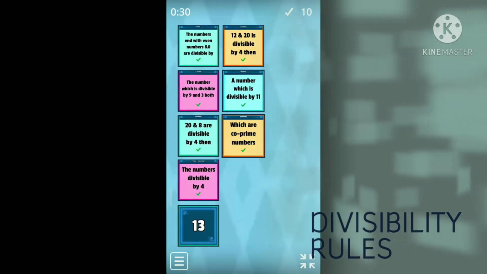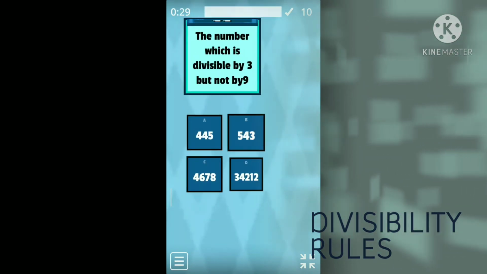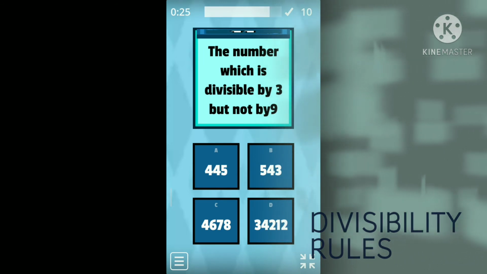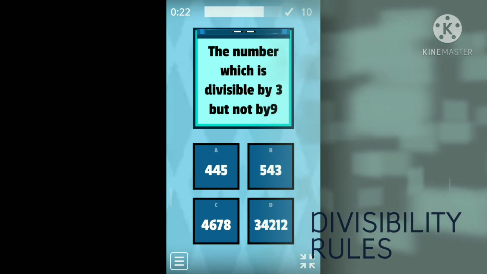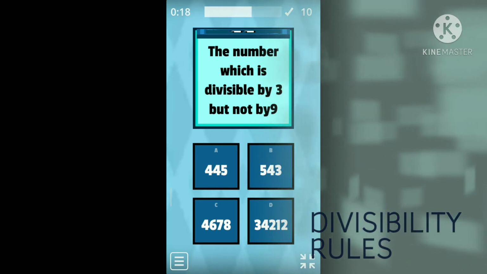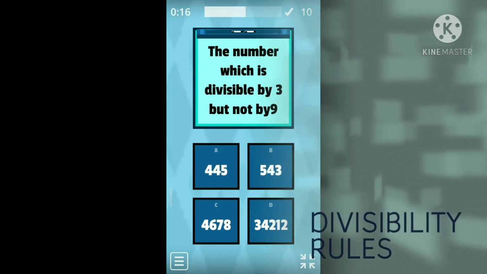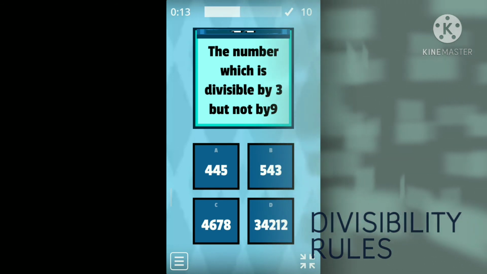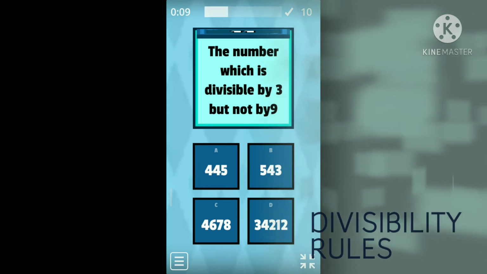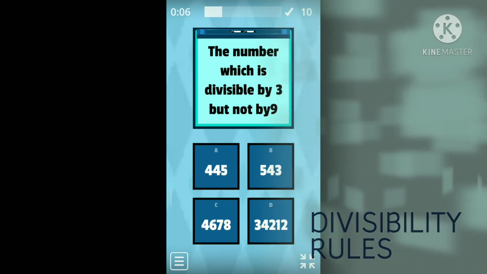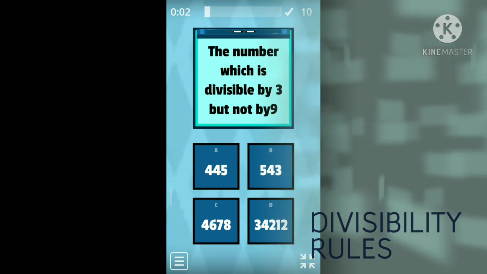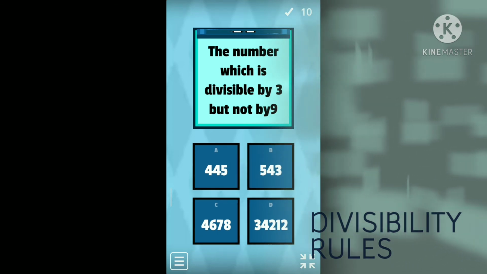Let us proceed for the next question, my dear students. The number which is divisible by 3 but not by 9. We know the divisibility rule of 3. If the sum of the digits of the given number is divisible by 3, then that number is divisible by 3. If the sum of the digits is 9, then that number is divisible by 9. So according to the question, it should be divisible by 3 but not by 9. By checking, we find the digit sums 5+4=9 and 3+... =12. So option B will be divisible by 3 but not divisible by 9.